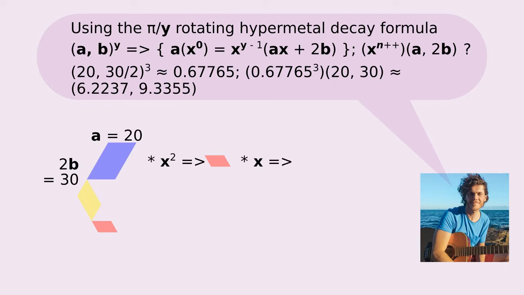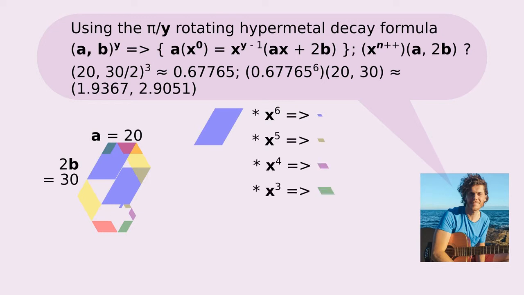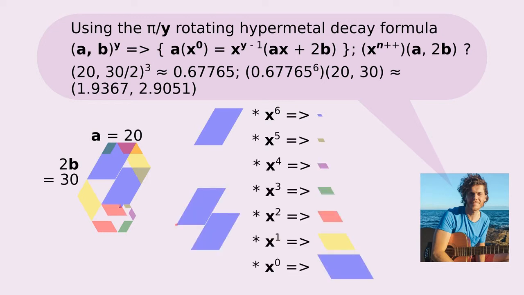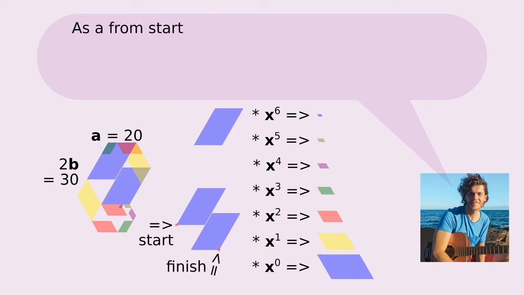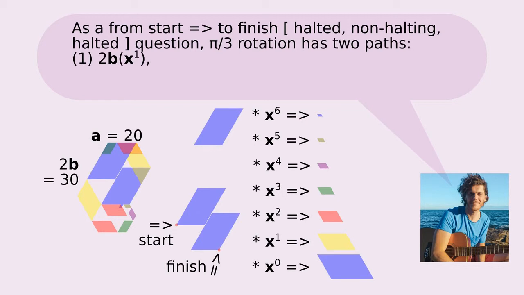Multiplying by x gets us x cubed, rotate pi divided by 3, and continue the process into the point at infinity. Here's the first path, just done. So we start with the second path, and then finish with the first path. Here's listing all the different powers. Now looking at it as from start to finish. Halted, non-halting, halted, question. Pi divided by 3 rotation has two paths, the first and the second.